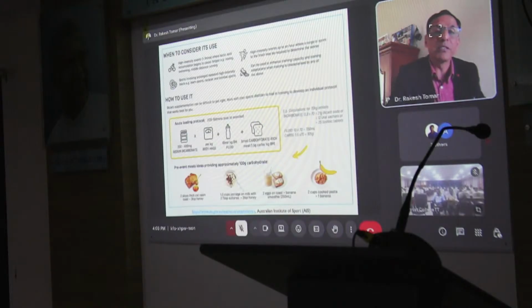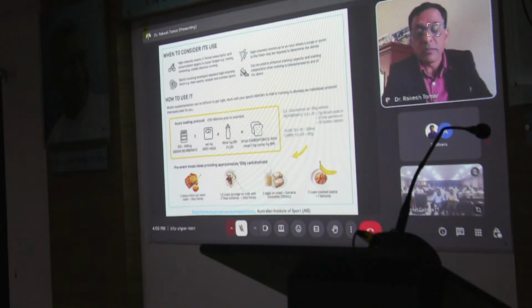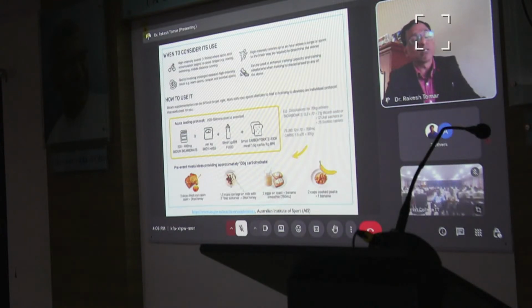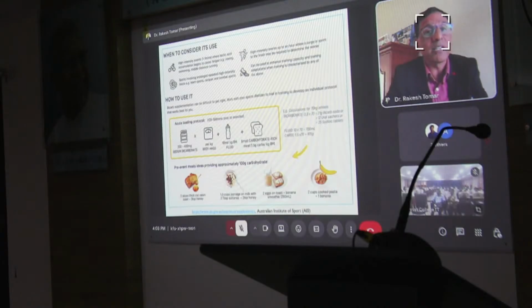So when should you consider its use? You can use it in high intensity events of 1 to 7 minutes. Like, for example, judo, wrestling, or these martial art games or bouts, very lactic, or maybe like a 400-meter race. If you are an athlete, 800-meter race, it can go up to the 1500-meter race also, where lactic acid accumulation begins to cause fatigue, and also rowing, swimming, middle distance running.